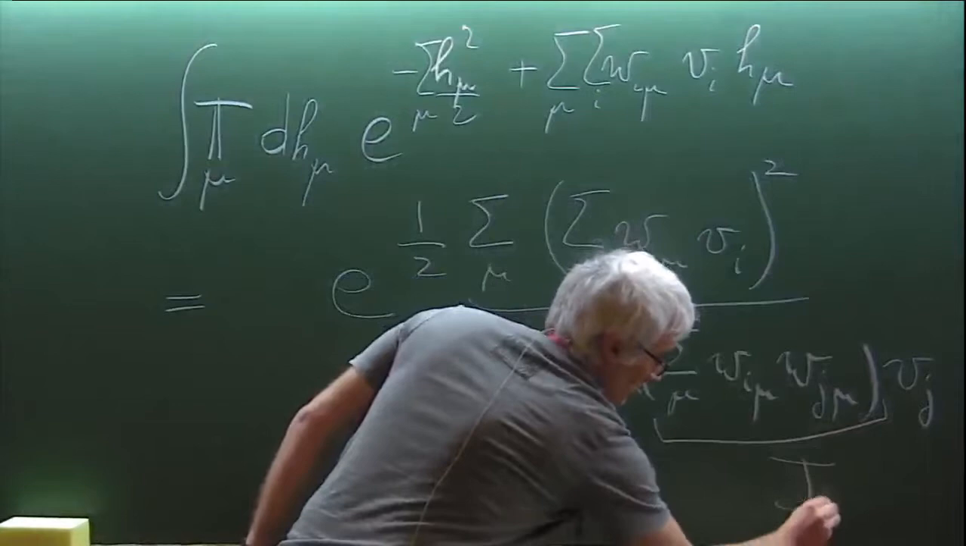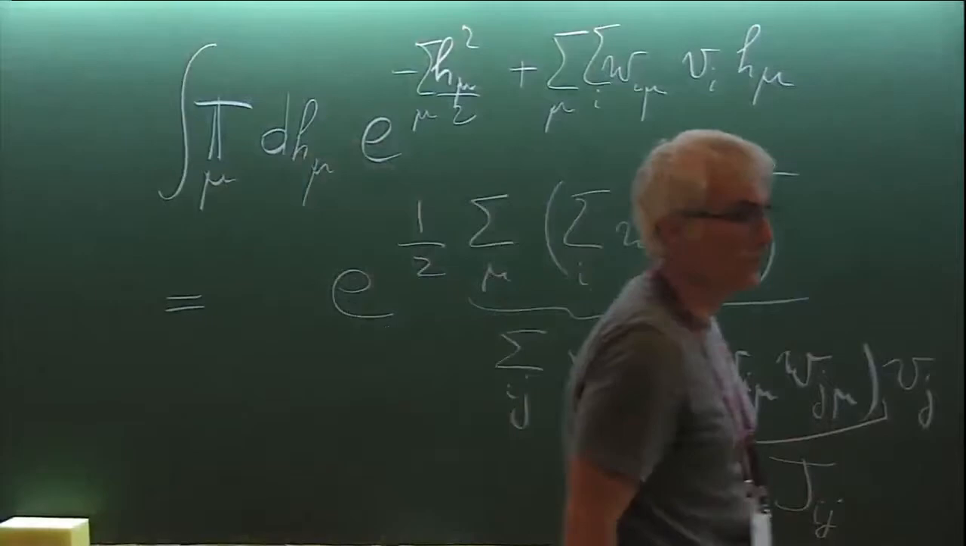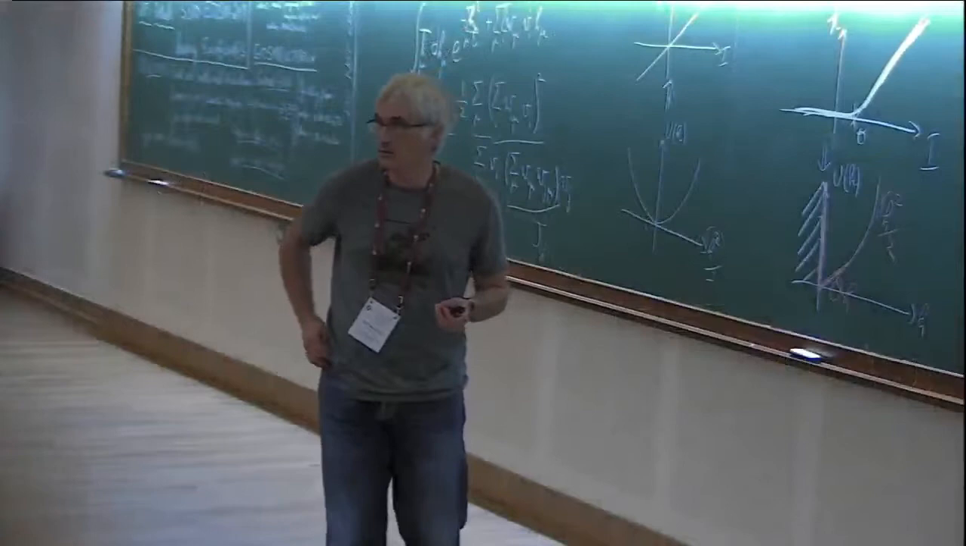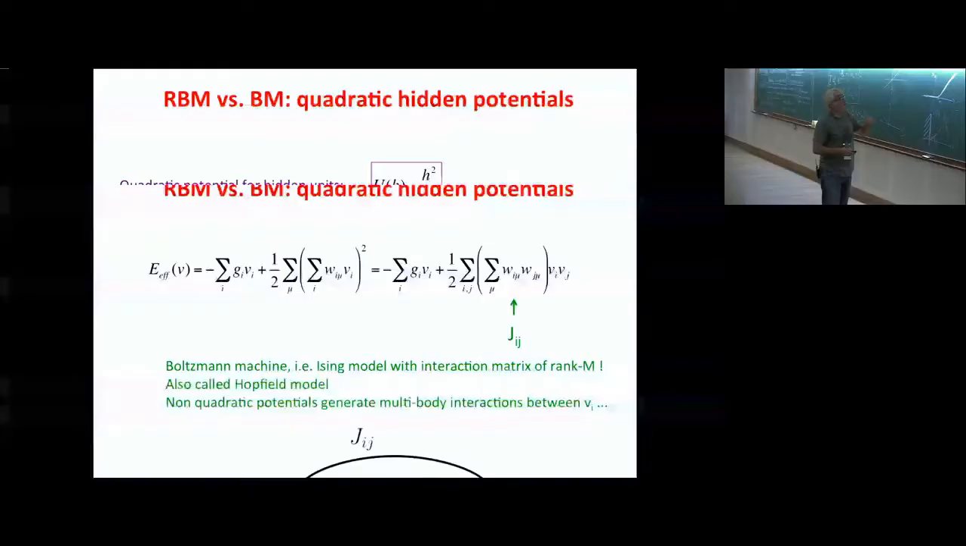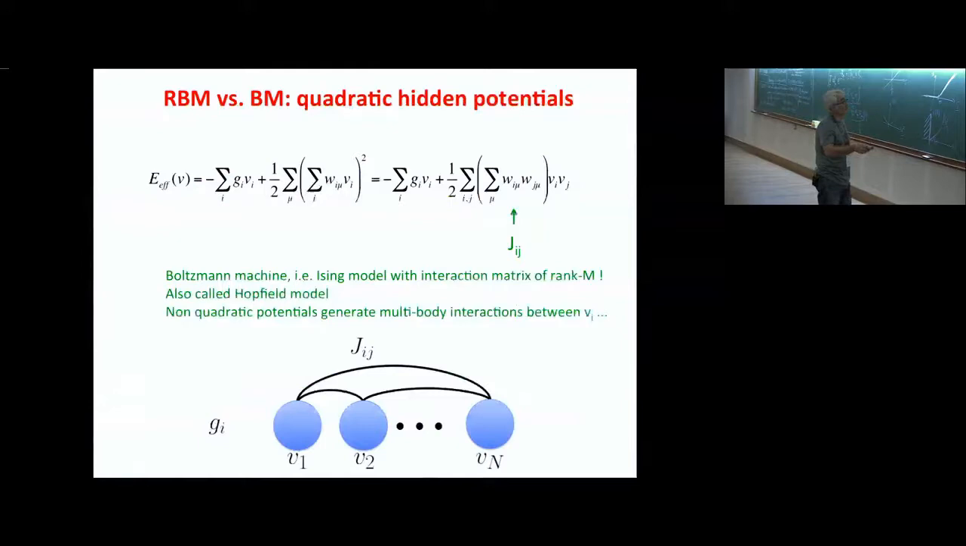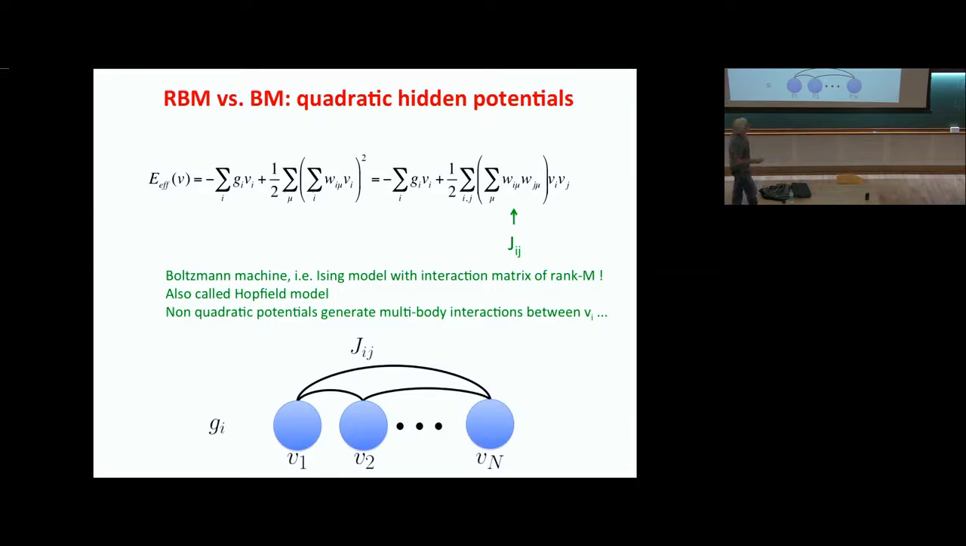That means that when you take u of h equal to h squared over 2, the model you have is effectively an Ising model, okay, on the visible layer, if you forget about the hidden layer. So, and this is what I wrote here. So essentially, your machine is just behaving as a model over the input layer with some effective connections between the visible units, jij, which are given by this expression.